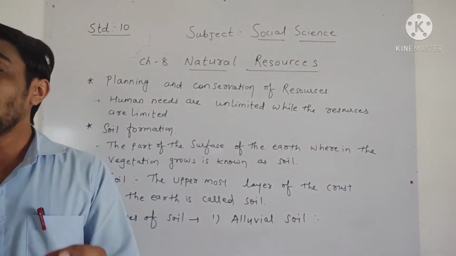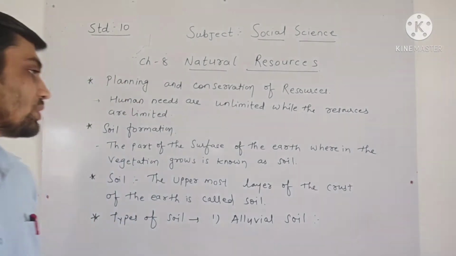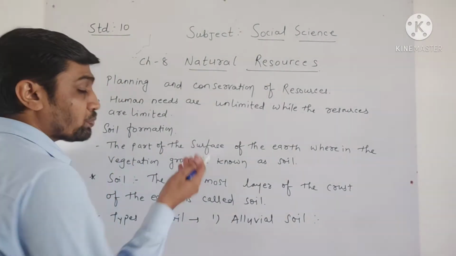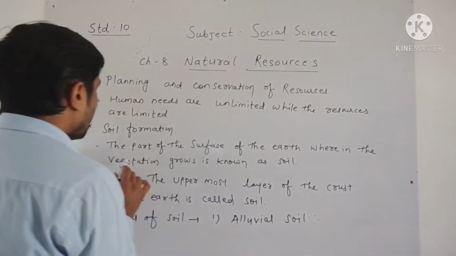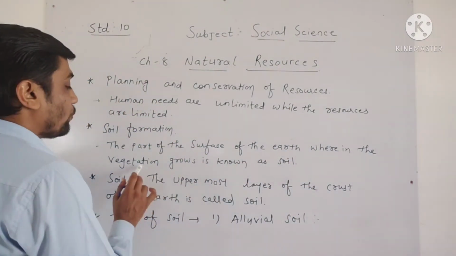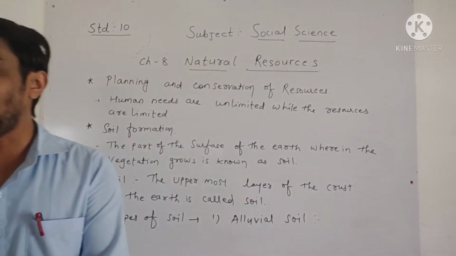Now in this, dear children, they are saying that generally the part of the surface of the earth where vegetation grows is known as soil. What is known as soil, dear children? The part of the surface of the earth where the vegetation grows is known as soil. Vegetation means plants grow.